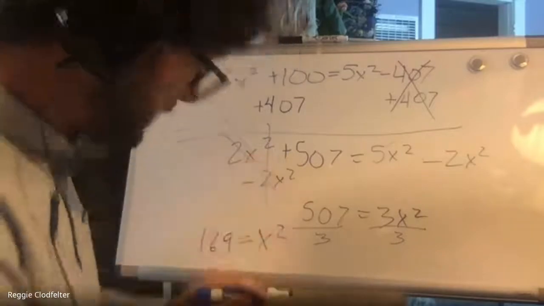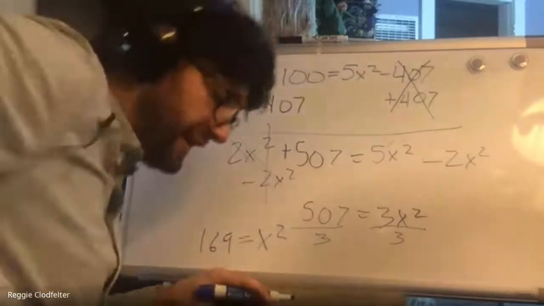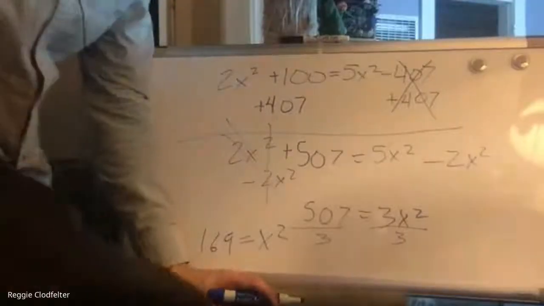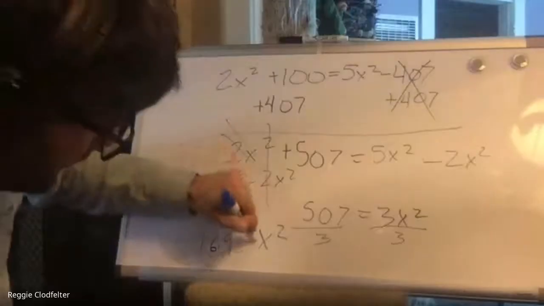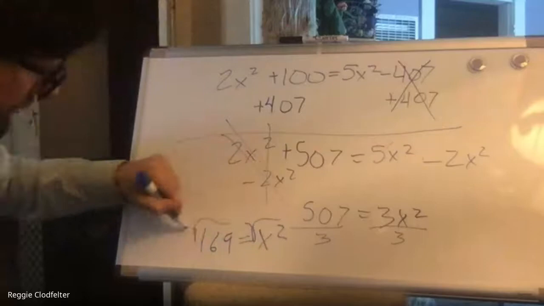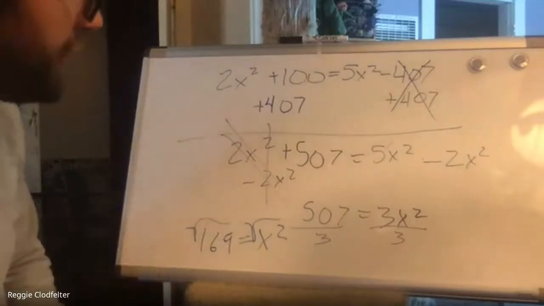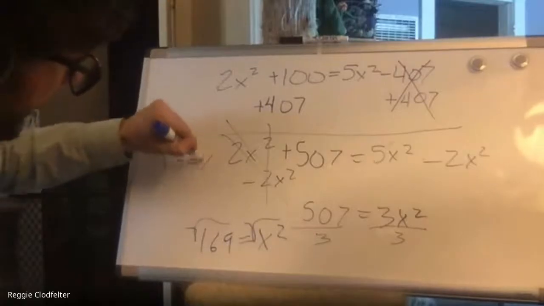So now, and you guys can use your calculator for this. 13. So now I'm going to square root both sides. The square root of 169 is 13. So 13 equals x.